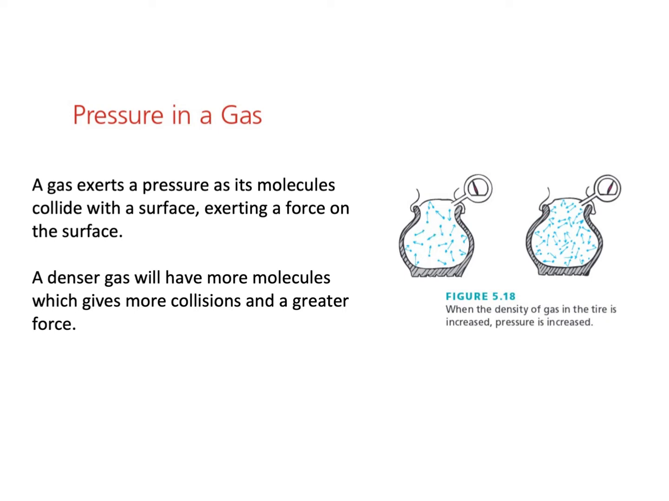Now, by Newton's third law, we know that the gas molecules must also be exerting a force on the container. Now, if you take all of these collisions on average, you'll find that there's a force exerted across the container surface. And if we divide that force by the area, that will be the pressure exerted by the gas on the walls of the container holding the gas.